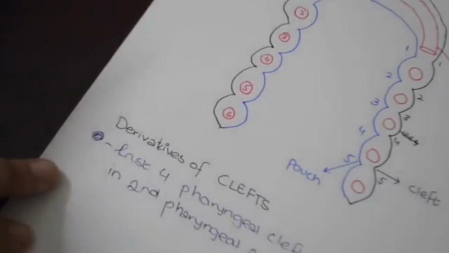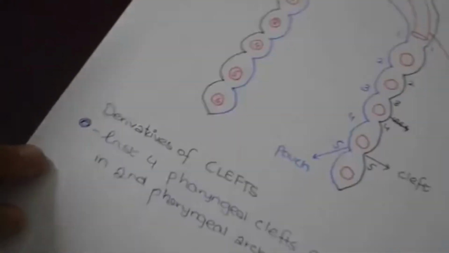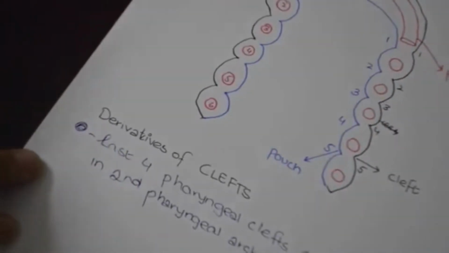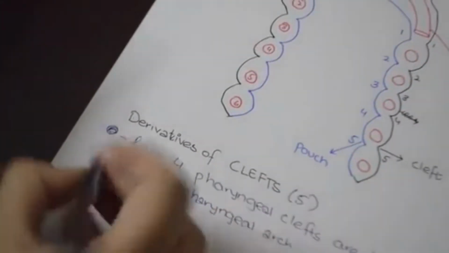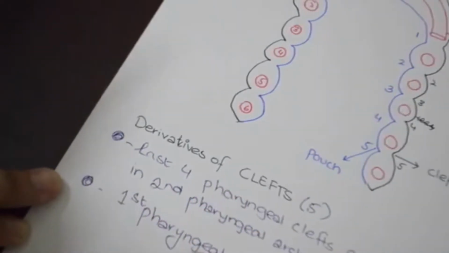So we cannot just discuss the derivatives of this directly. Okay. So the next point is that the first pharyngeal cleft is responsible. Now, there are 5 pharyngeal clefts total. So what is the first pharyngeal cleft responsible for?